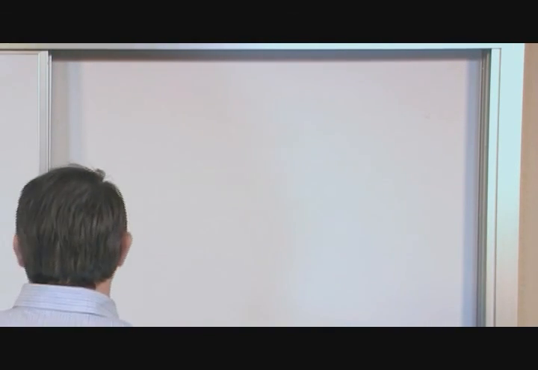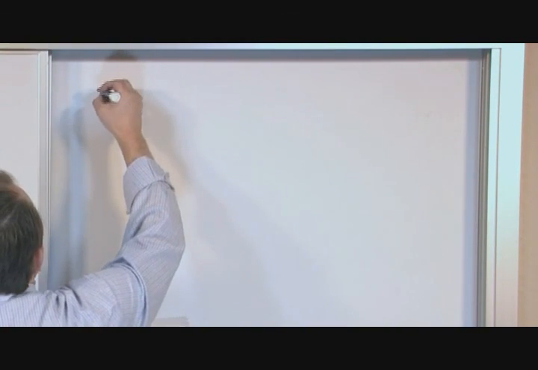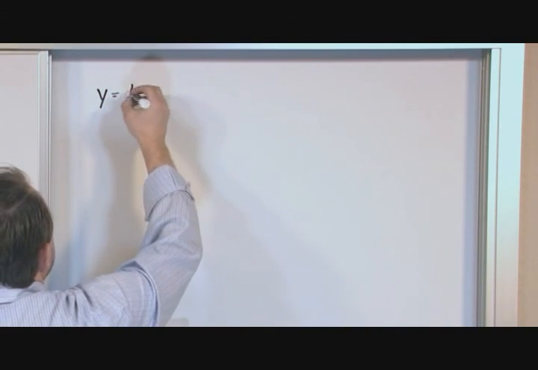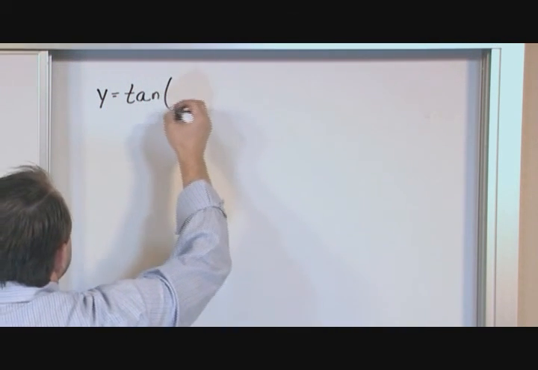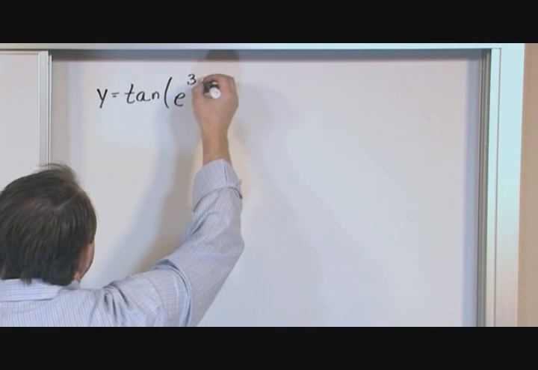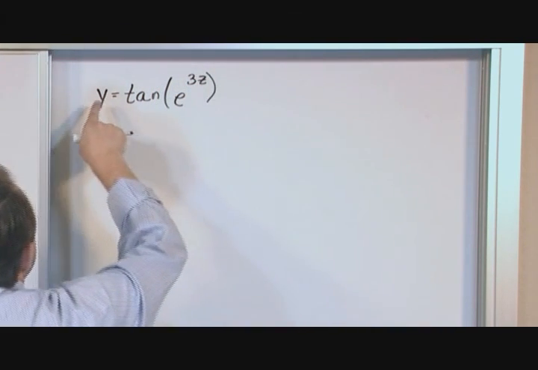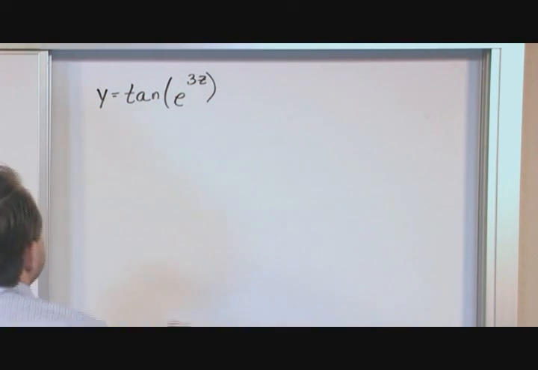Okay? We'll work a few more just to give you a little bit of exposure to different kinds of problems. What if I had y equals tangent of e to the 3z? And I want to find the derivative of y with respect to z.